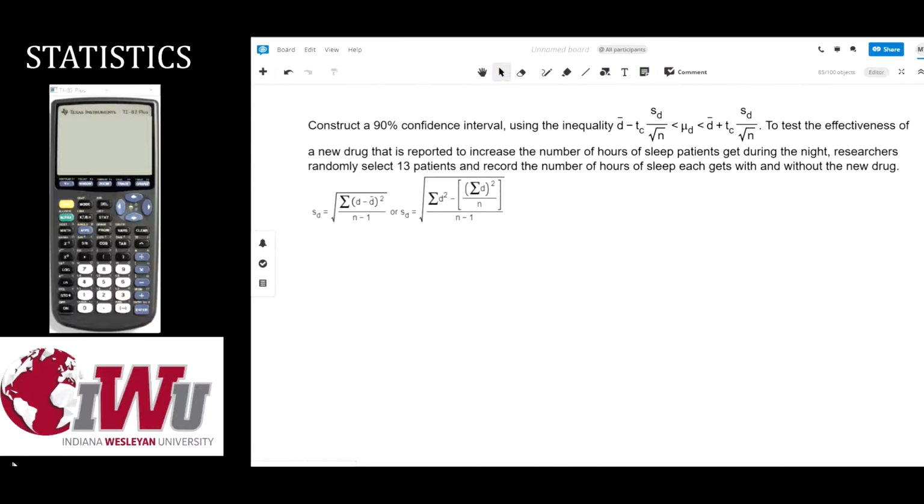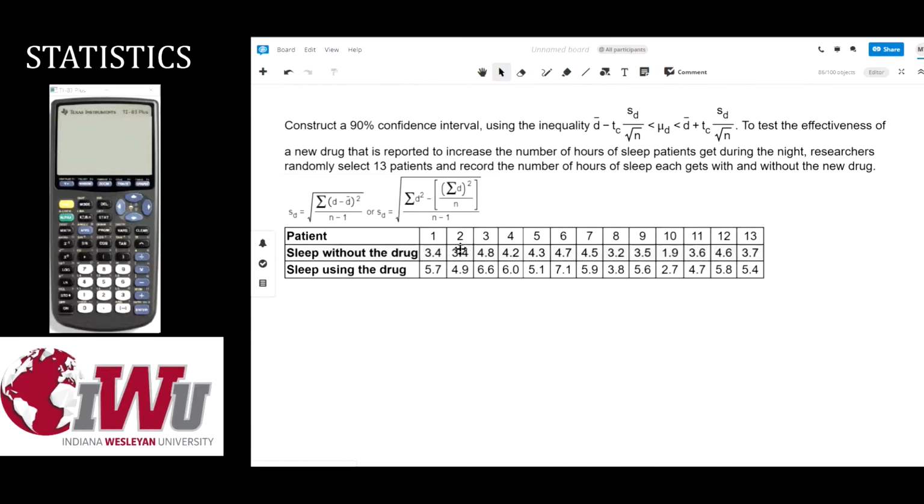So this next one, we're going to construct a 90% confidence interval. Now, this one here for paired data can get kind of messy. So let's take a look at that paired data for this particular example. So here's the paired data.